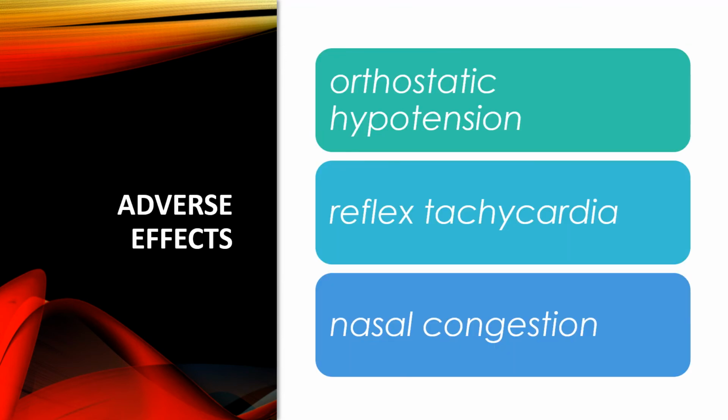And now for the adverse effects of prazosin. We have three: orthostatic hypotension, reflex tachycardia, and nasal congestion. Of the three, orthostatic hypotension is the most serious.